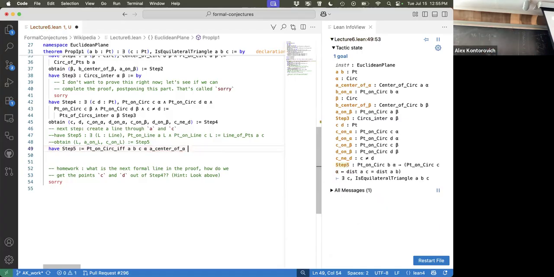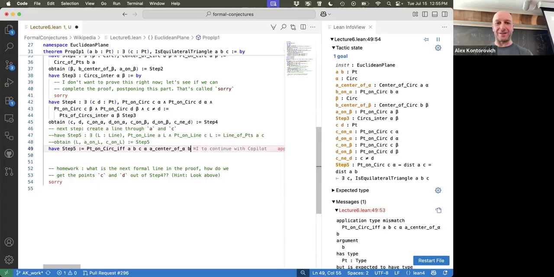And now the game board has changed. Now it wants a proof that B is on alpha. Point on circ, B alpha. Do we have a proof of that? B on alpha. B on alpha says that B is on alpha. You see, it's just like those two-column proofs we've been doing, but actually formally, rigorously accurate.